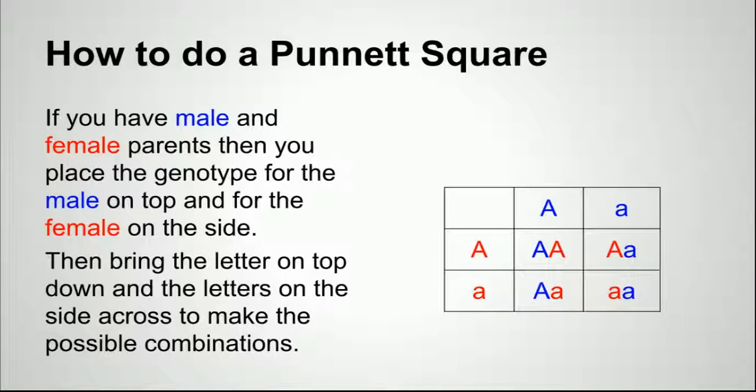So you can see in the first box, we've got a capital A that's blue from the top. Second box, we've got a capital A that's blue from the top, and we've got a capital A that's red from the side, and we got a lowercase a from the side also. We go to the next column. We've got lowercase a's in blue, and we have a capital A and a lowercase a that are in red that carry across. So that's how we fill in a Punnett square for a simple single cross.